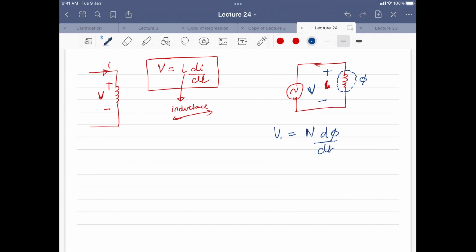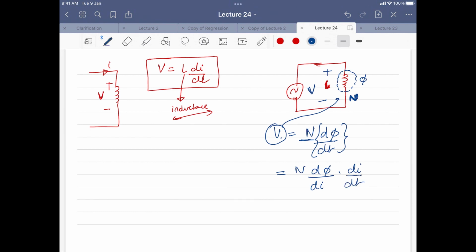This is the voltage induced in this inductance, and it depends upon N, which is the number of turns in this inductance. Earlier we never discussed it, but N is the number of turns we have in this inductance, times the rate at which the flux around this inductance changes. So this is the rate of change of flux. Normally we take the derivative of this flux with respect to time.